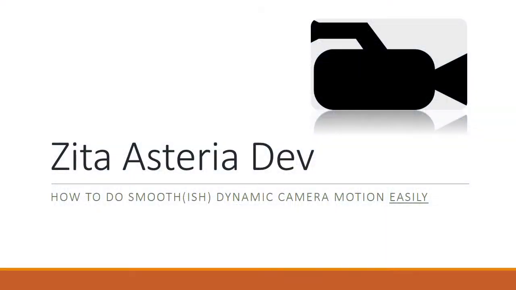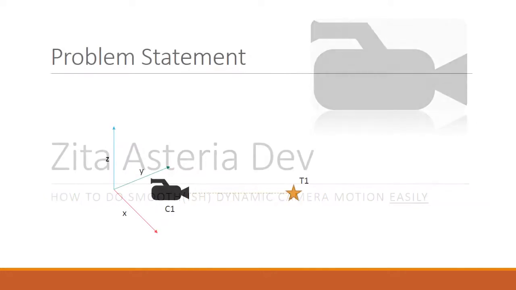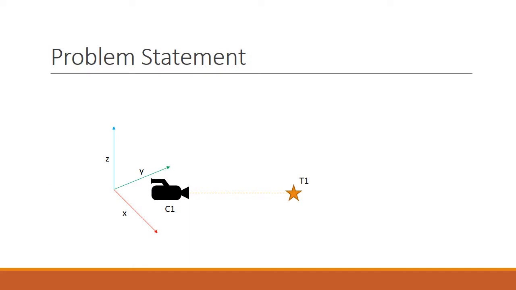So here's just a quick overview on how to do smoothish dynamic camera motion, but very easily. And the problem statement is you've got a camera sitting at C1 in 3 space, and you've got a target sitting at T1 in 3 space, and you'd like to move this camera's target from T1 to T2. And how do you do this?